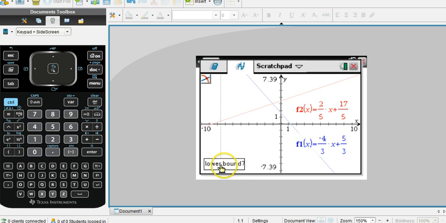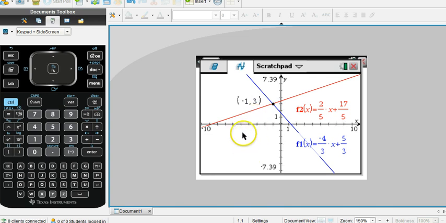And it asks for a lower bound. So move the little hand a little bit left of where you think they intersect. So we see that they intersect right here. So move the little hand a little bit left and hit enter. And then it says upper bound. So move the little hand a little bit to the right of where the intersection is and hit enter. And then voila, it shows you that they intersect at -1, 3. So that would be the solution to the system.